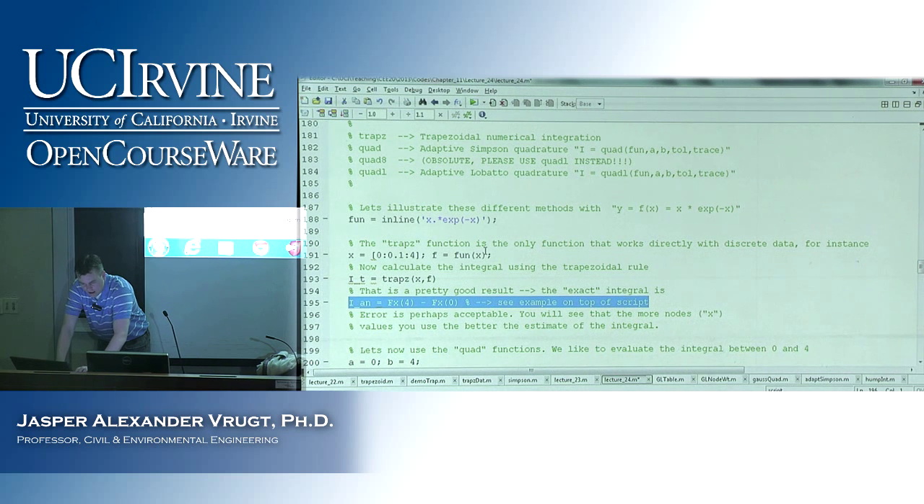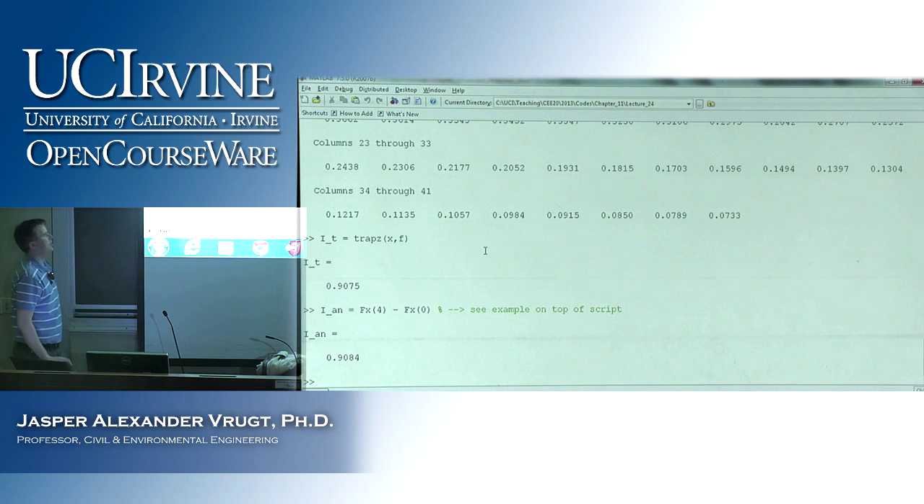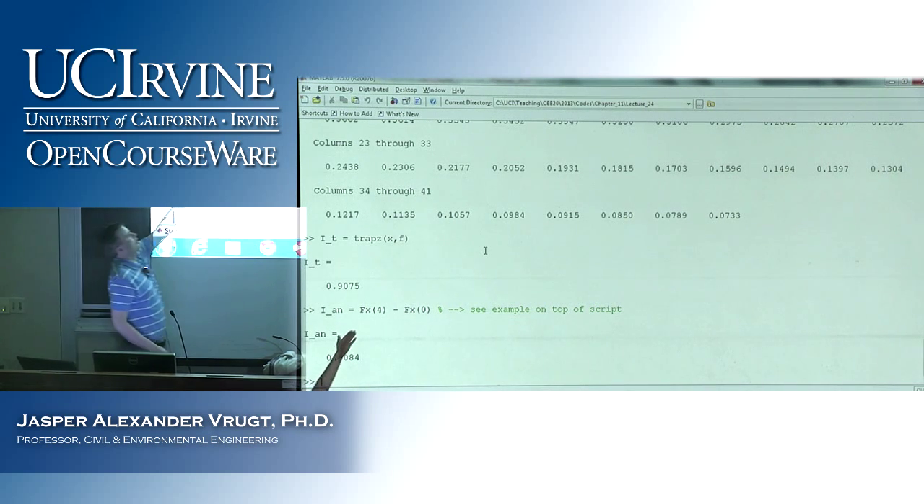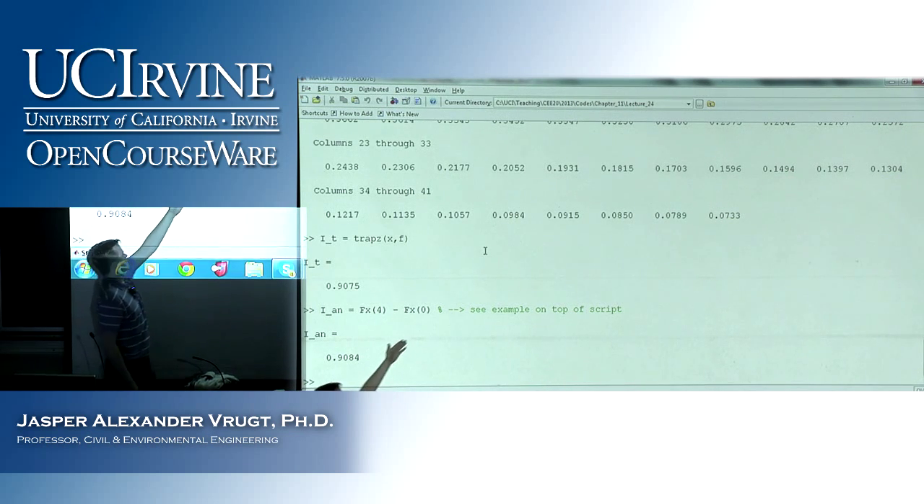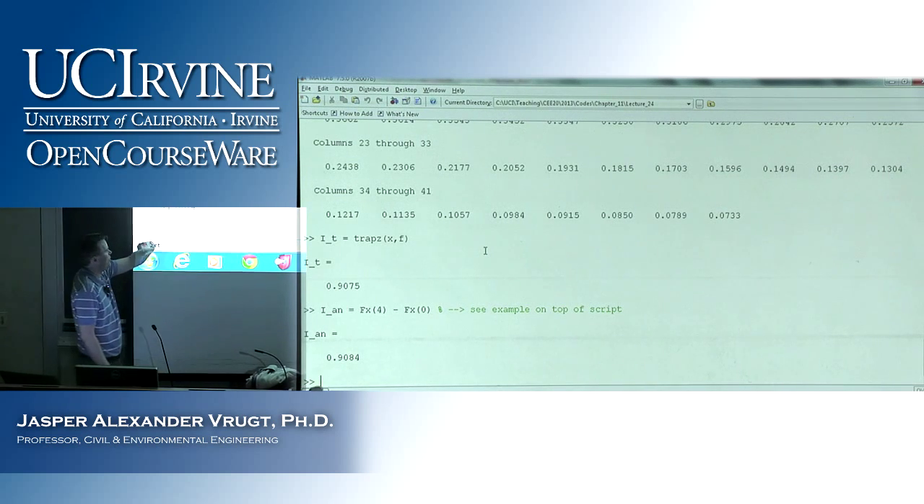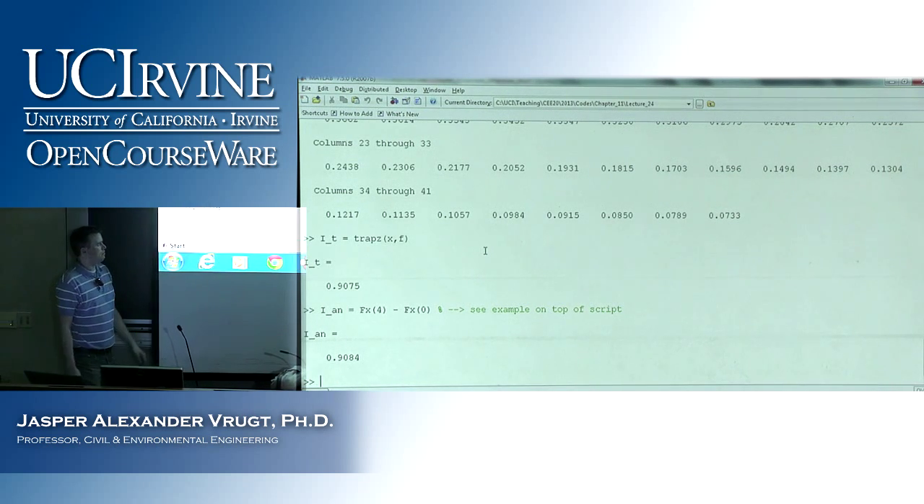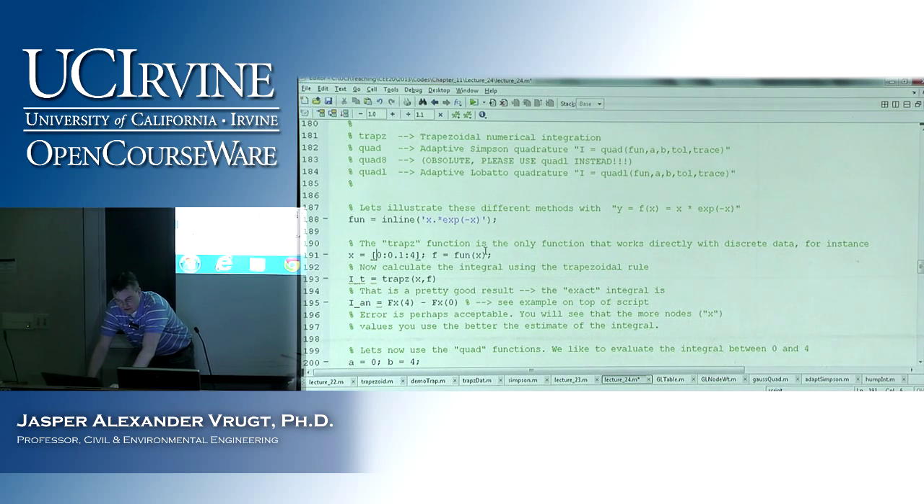Now, numerically, we integrate between x is 0 and x is 4. X is 0 is the minimum and x is 4 is the maximum, with a step size of 0.1. Now we can also compute the analytical result, based on our antiderivative, by filling in the upper bound and the lower bound, and you see that we are pretty close. We get 0.9075 and the analytical result is 0.9084, but that's because we use a step size of 0.1.